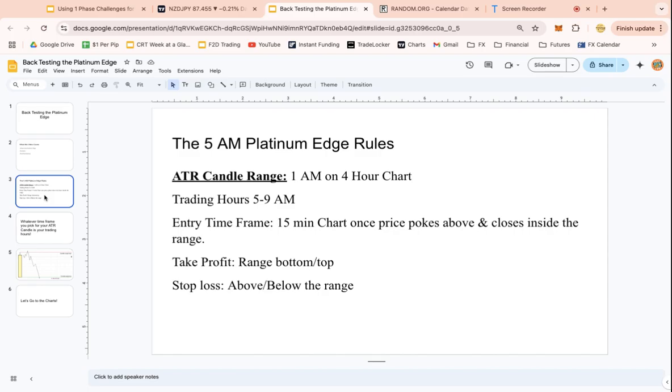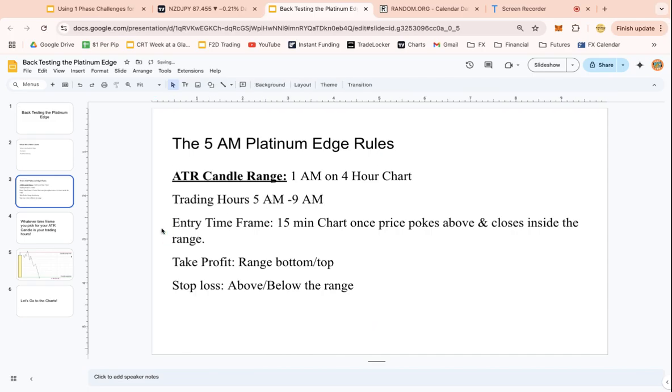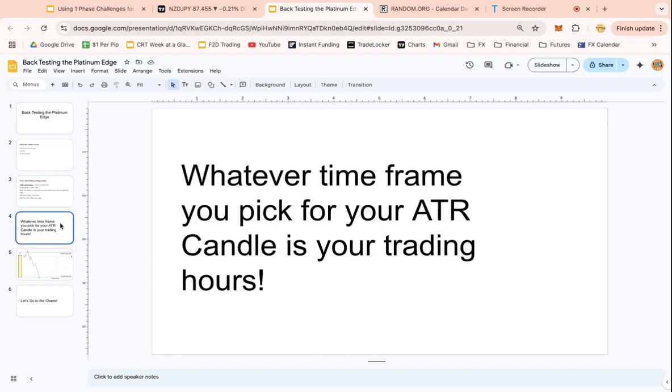Okay. So here are the rules. So the ATR candle range is going to be at 1 a.m. on the 4-hour chart. So of course my trading hours are from 5 to 9 a.m. Eastern Standard Time. I'm on the East Coast. Now the entry time frame is going to be the 15-minute chart. Okay, so I start on the 4-hour, drop down to the 15. Take profit is going to be the top or bottom of the range. Stop loss is going to be just above or below the range, depending on if I'm long or short.